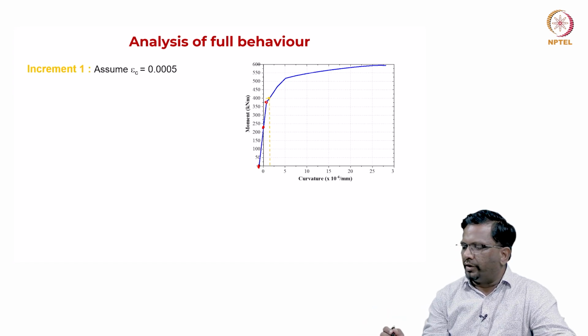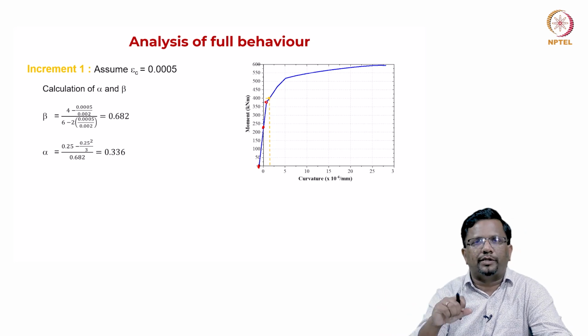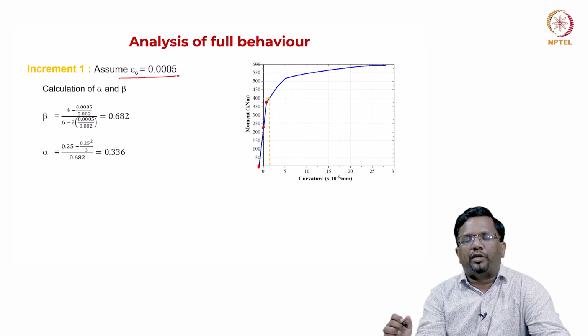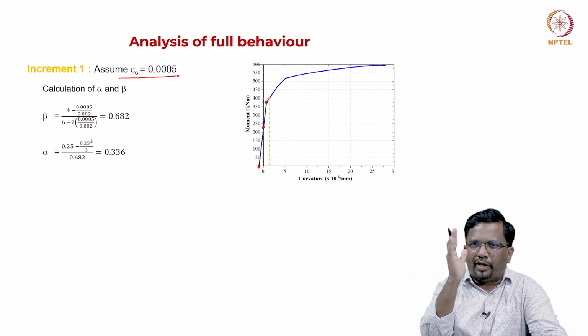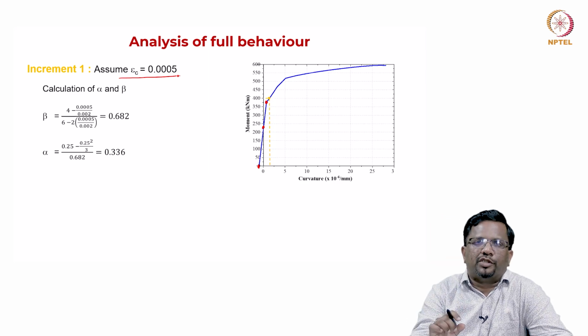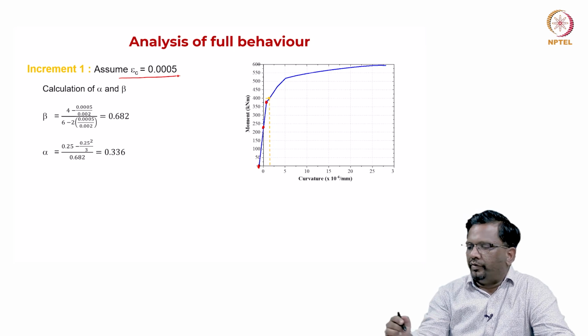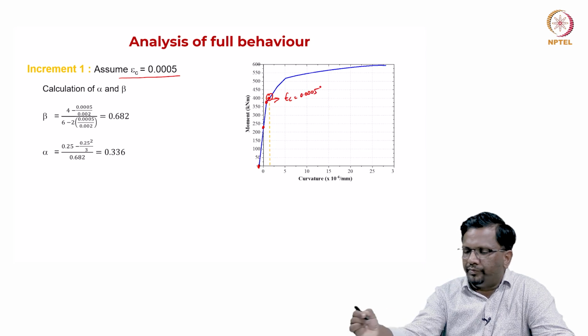Now, let us look at this is what we have done. So, next point is let me increase the moment to a slightly higher value, which is 0.0005, very small strain. I am just rotating the section slightly with a top compressive fiber strain of 0.0005. It is very small strain. So, once epsilon c is fixed, now we are looking at this point. So, we are trying to calculate. So, I am saying that epsilon c is 0.0005.